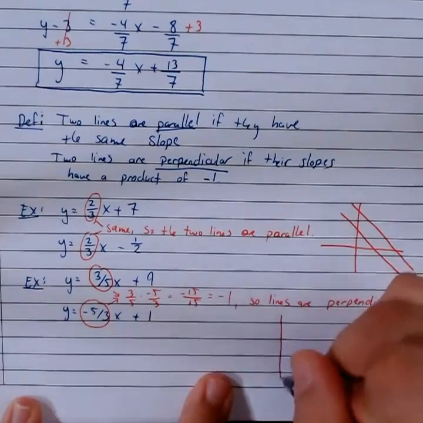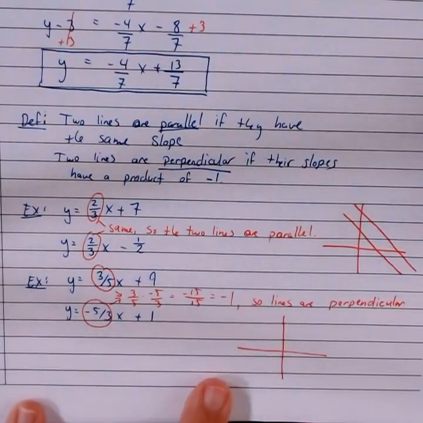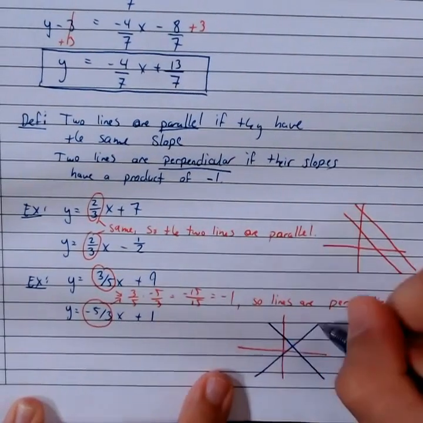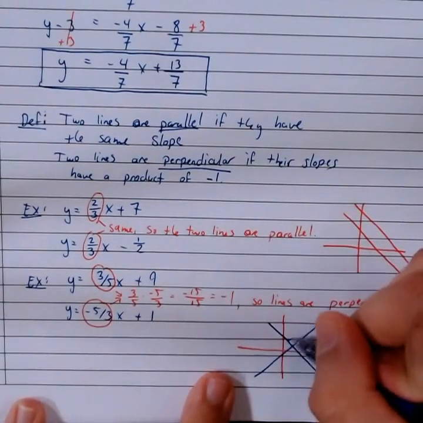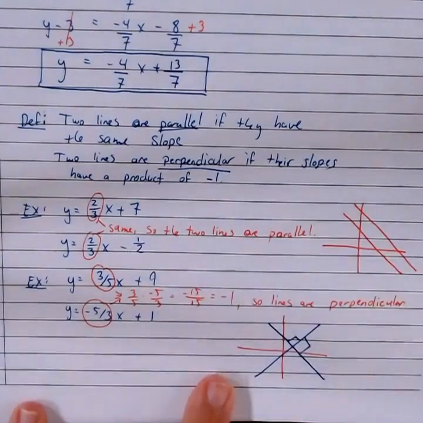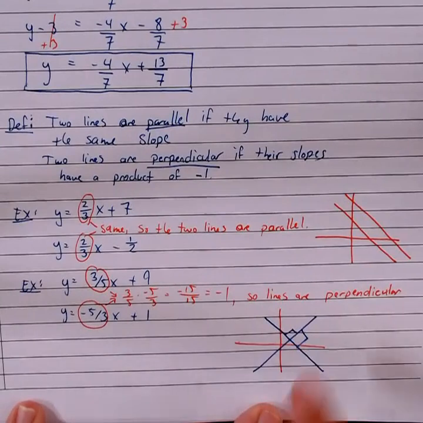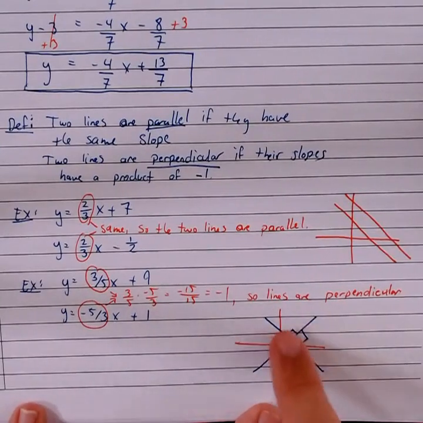Visually, the way that looks is the two lines will cross each other at one spot, and where they cross, they're going to form a right angle. They're going to form a 90-degree angle. In this class, we don't talk about angles very much, but this is one time we do. They're going to cross at a right angle, at a 90-degree angle.